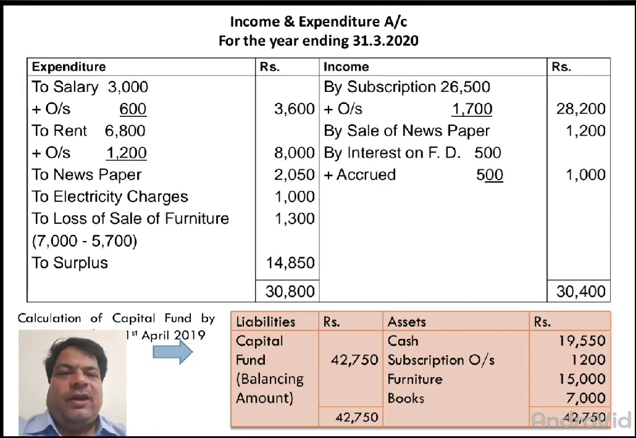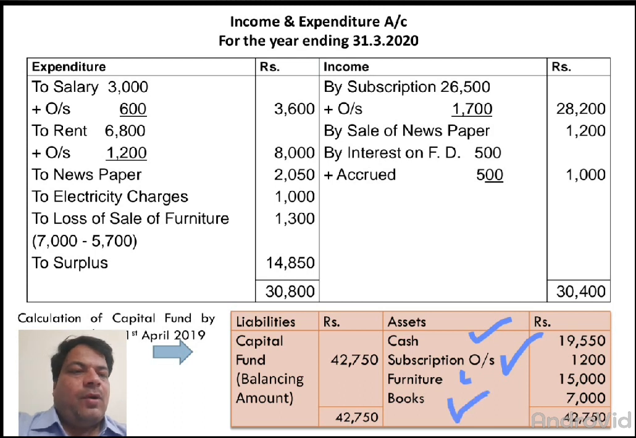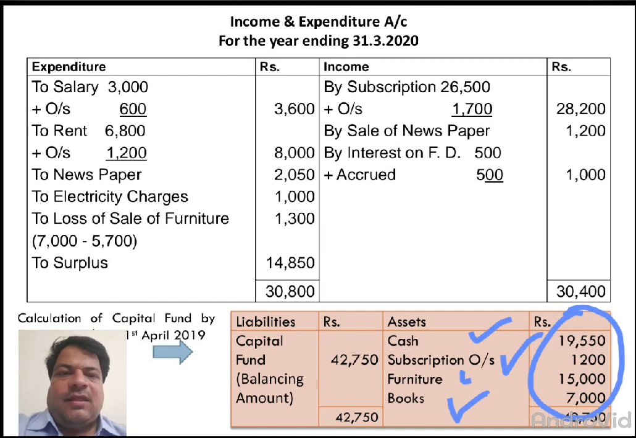Now we have to calculate here the capital fund. Capital fund is calculated by adding all the assets and deducting all the liabilities. All the opening assets are added here, like cash, subscription outstanding at the beginning of the year, then furniture and books. All the assets at the beginning are added, and then all the liabilities. There is no liability given in this particular question. So the sum total of all the assets will be considered as the capital fund at the beginning.